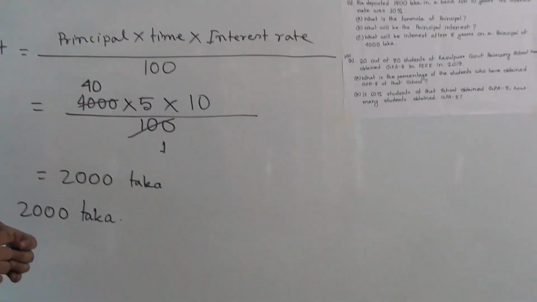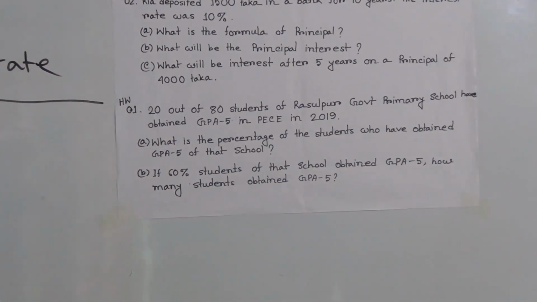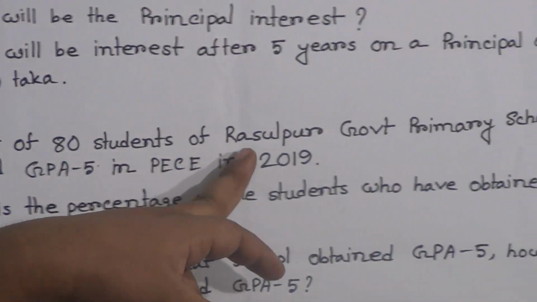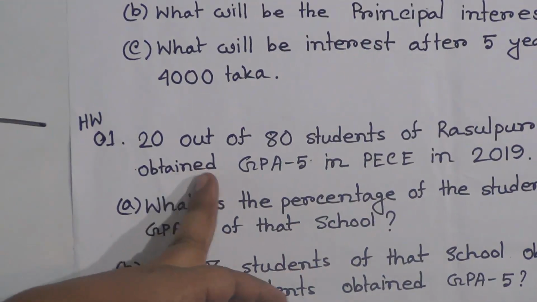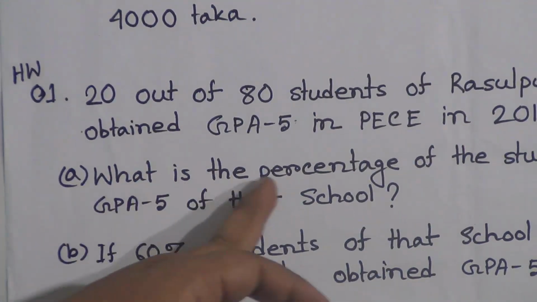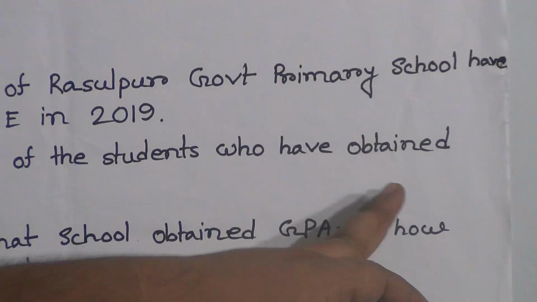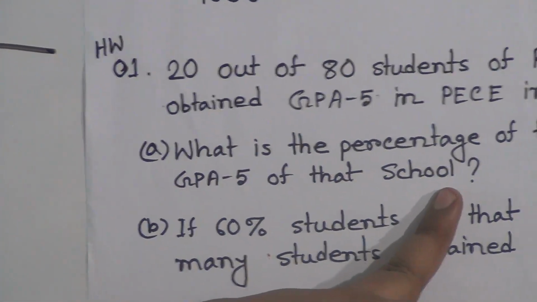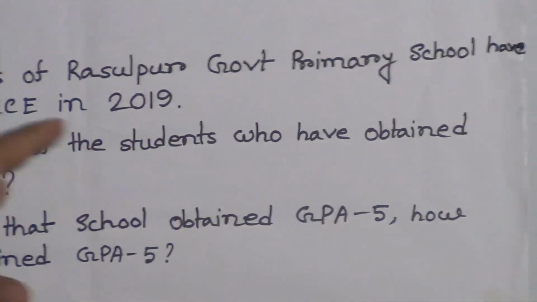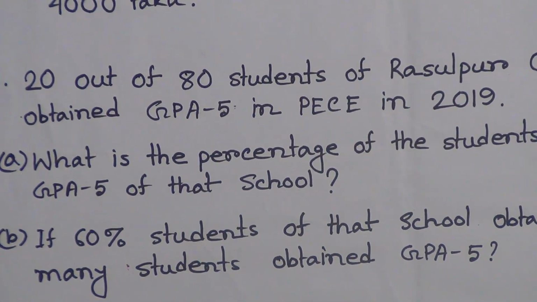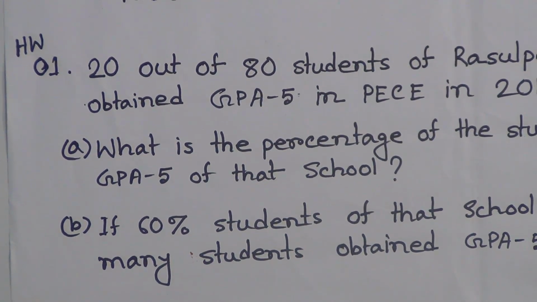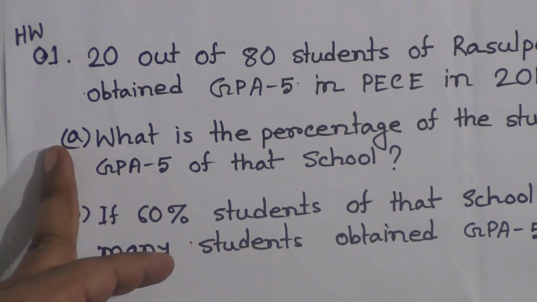My dear student, this is our today's CW, and question number 1 will be your SW. Here the question is 20 out of 80 students of Rasulpur Govt Primary School have obtained GPA 5 in PECE in 2019. Question number A, what is the percentage of the students who have obtained GPA 5 of that school? How can we find out? Notice 20 out of 80 students of Rasulpur Govt Primary School obtained GPA 5. So we write here out of 80 students, 20 students got GPA 5, out of 1 and out of 100 what. Okay, so by this way we shall solve question number A.